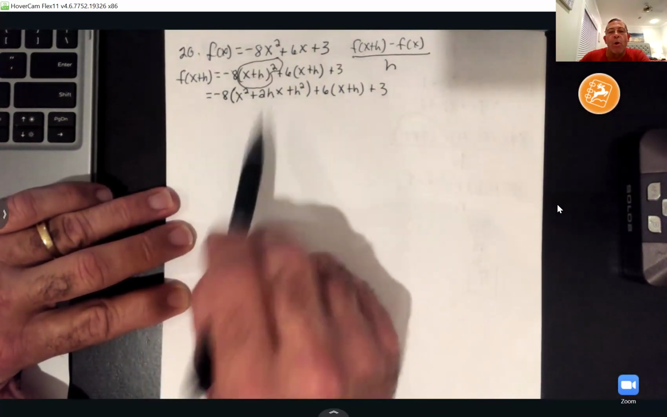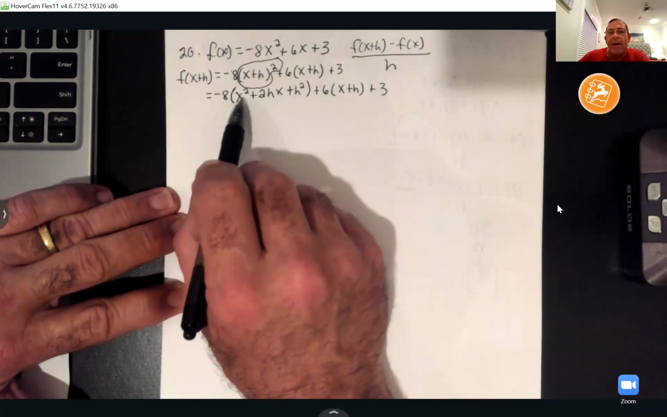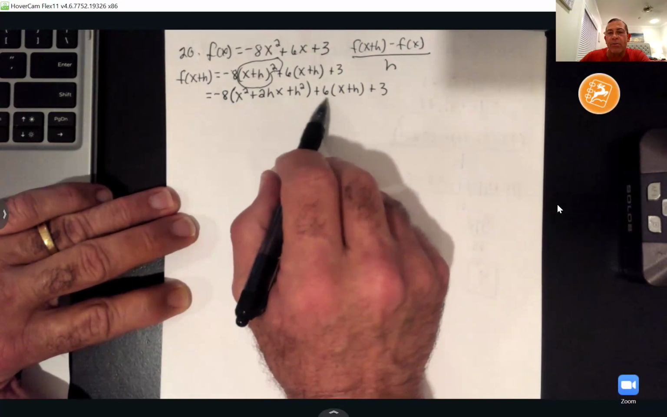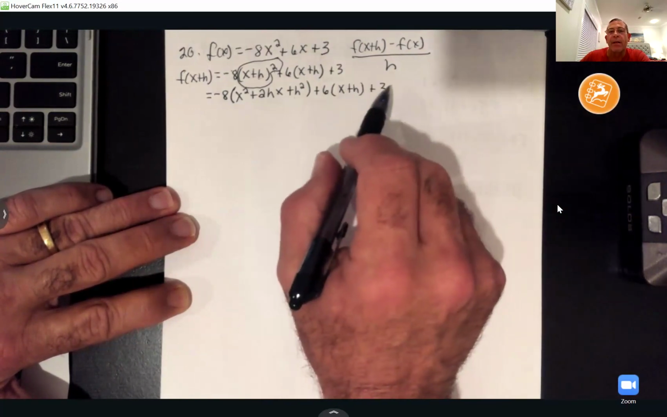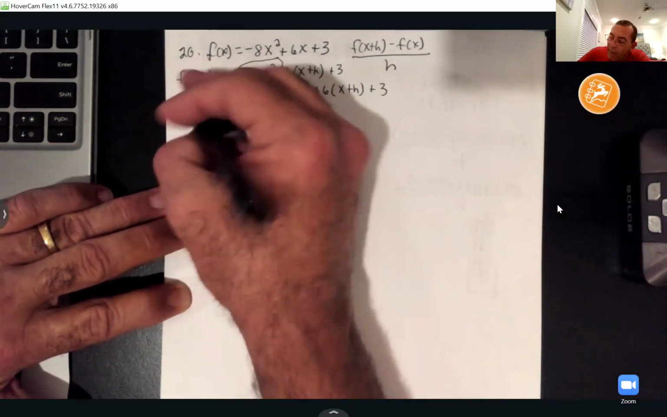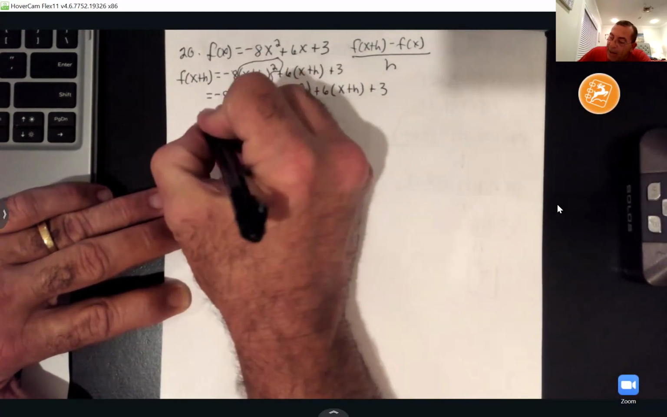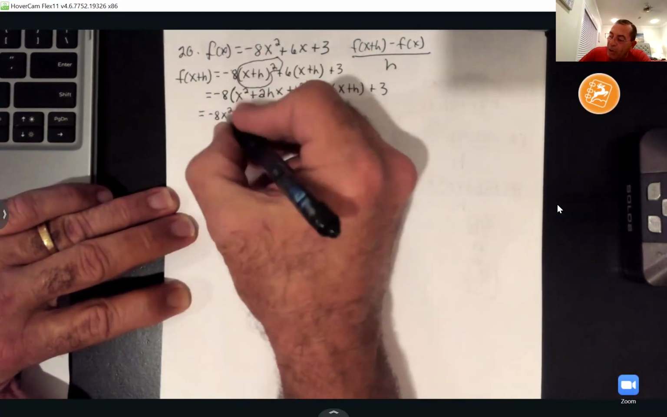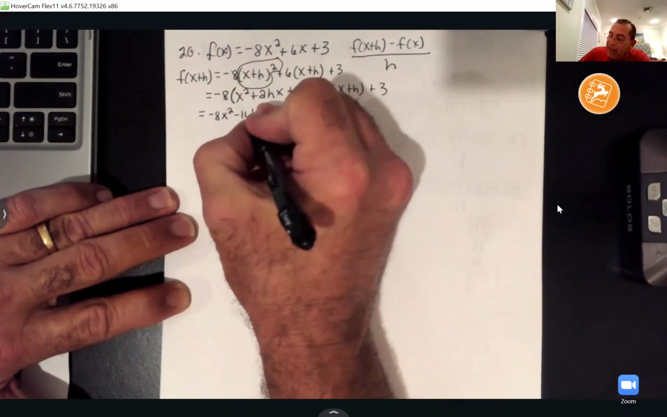Now, y'all, at this point, you're going to distribute the negative 8 through the first parentheses and the 6 through the second parentheses, and then we'll bring down our 3. So we get negative 8x squared. Negative 8 times 2 is a negative 16hx.